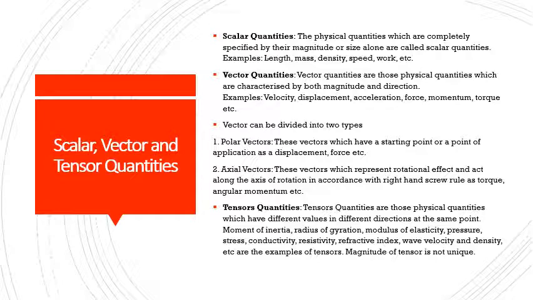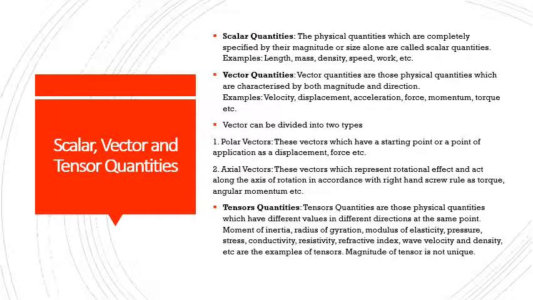And look at the second type, axial vector. These vectors which represent rotational effect and act along the axis of rotation. Is that clear? So we have axis of rotation and along with that it will represent rotational effect. Okay, examples are torque, angular momentum, etc. I have explained what is angular momentum, torque in my first chapter itself. Okay, right.